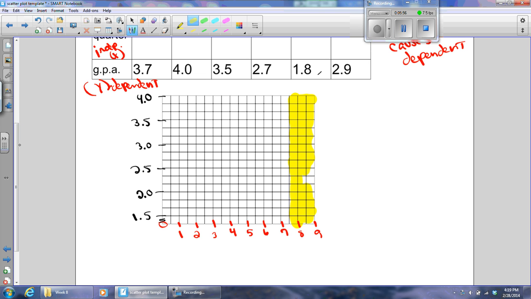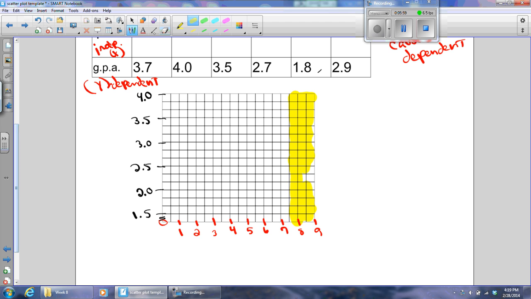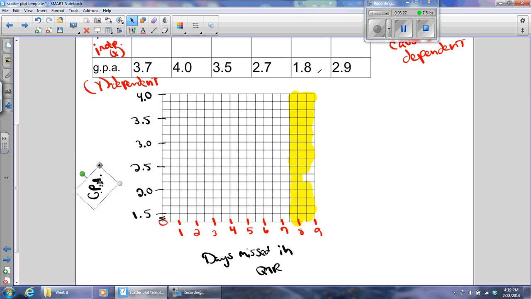And let's see here. Let me scroll up. Oh, I forgot something very important. I didn't label my axes. I have to tell the reader what is going on. So this is the days missed in the quarter. And then this over here is the GPA for the quarter. So I guess I can make that look a little bit better, make it look a little more like a G.